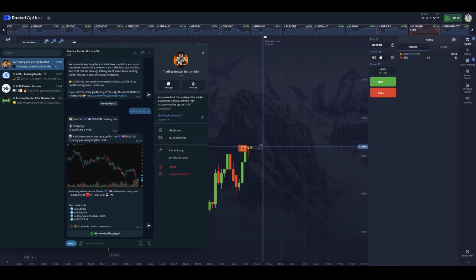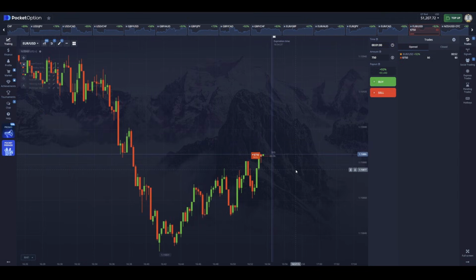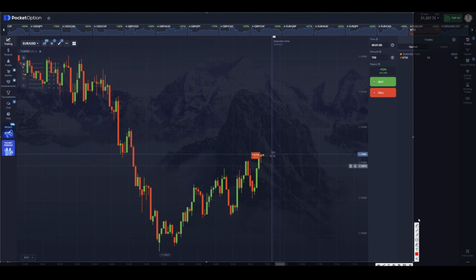One more thing, how to choose the trade duration in general. Look, if the price is barely moving at all, meaning that there's really no significant or noticeable movement happening, then you should choose a 5-minute time frame.